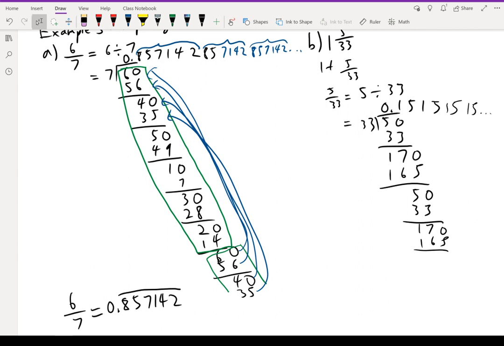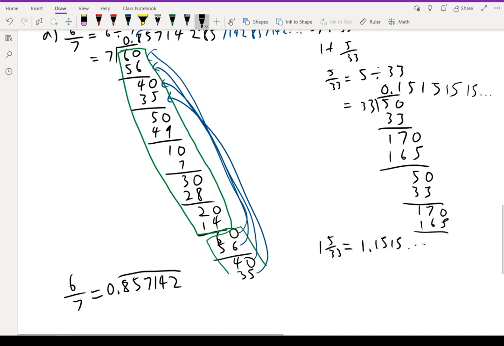And so when I add it together, 1 and 5 over 33 is the same as 1.1515, and it continues, which is 1.15, and I'm going to put a line on top of the 15. So that's how we write fractions, mixed numbers, and improper fractions into decimals. So that's it for today's lesson.